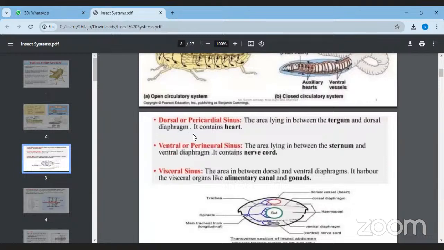Here we say that the area lying between the tergum and the dorsal diaphragm contains the heart. Coming to the ventral or perineural sinus, the area lying between the sternum and the ventral diaphragm contains the nerve cord. In the circulatory system we are studying, the visceral sinus, the area between the dorsal and the ventral diaphragm, is a harbor of visceral organs like the alimentary canal and gonads also.